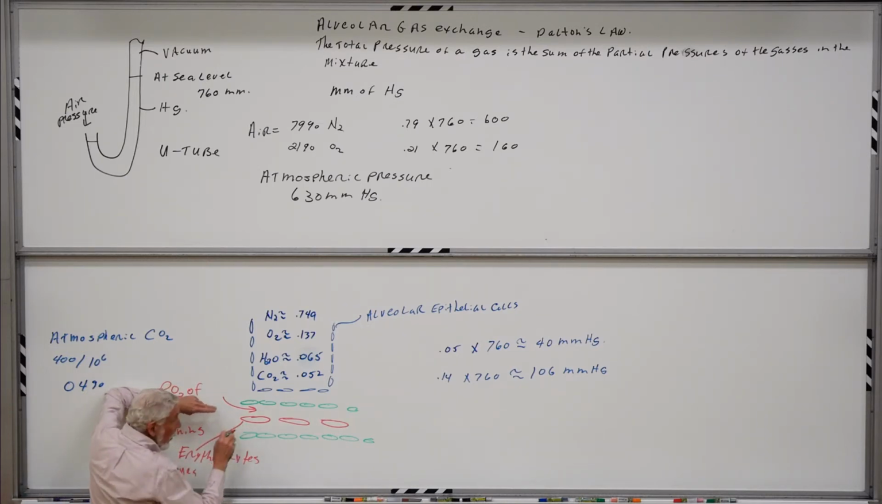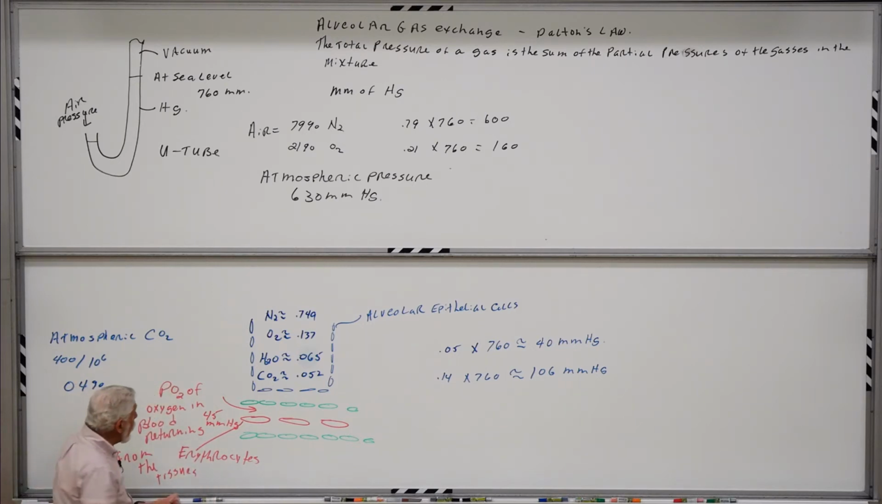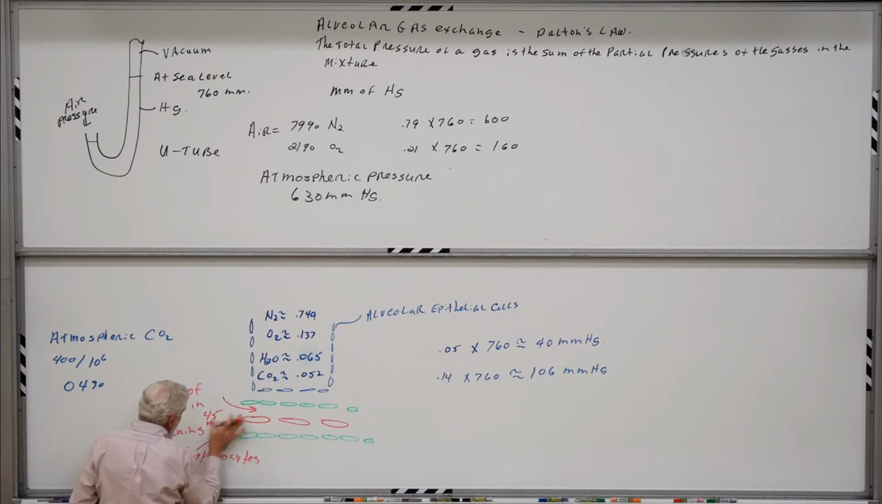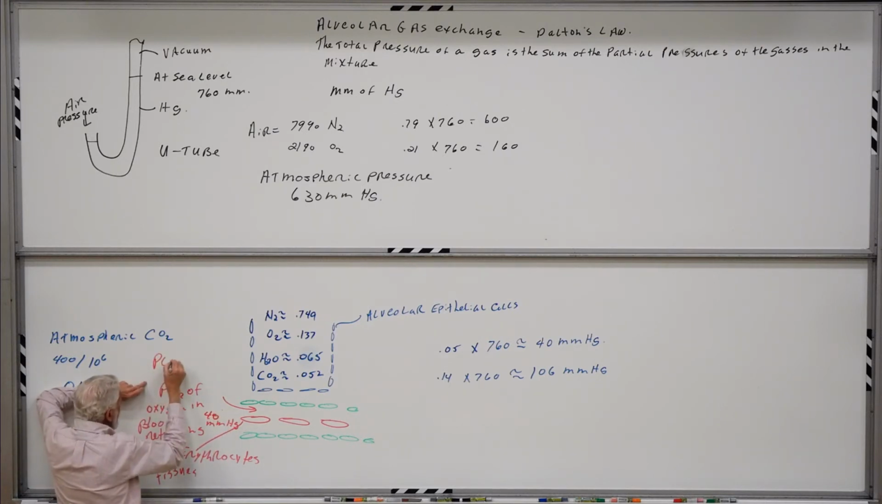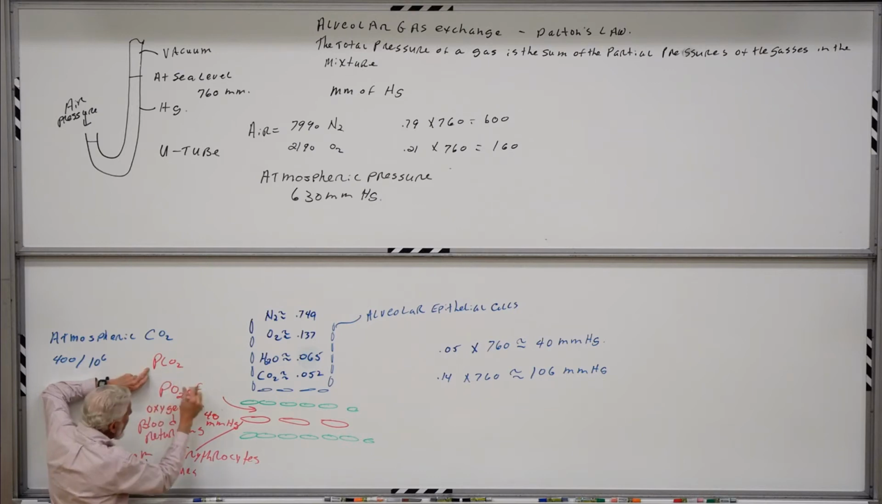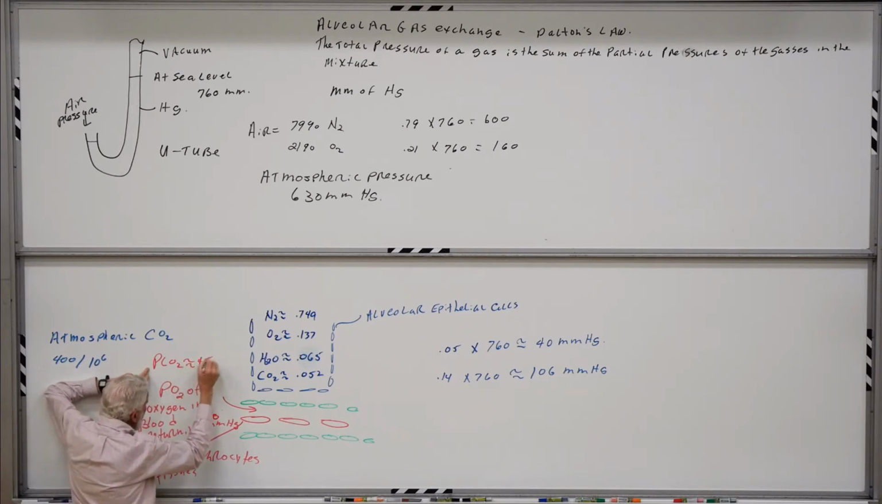This number, if you translate it out of percentages and bring it back to millimeters of mercury, is about 45 millimeters of mercury. This is down around 40 millimeters of mercury for PO2, but if we use PCO2, the partial pressure of CO2, this is in the neighborhood of about 45 millimeters of mercury.